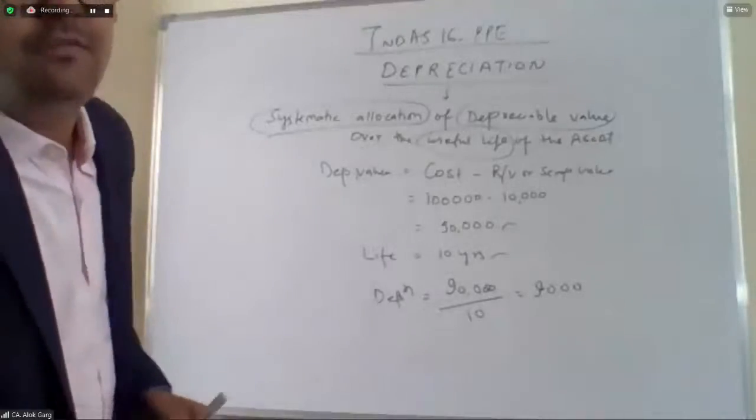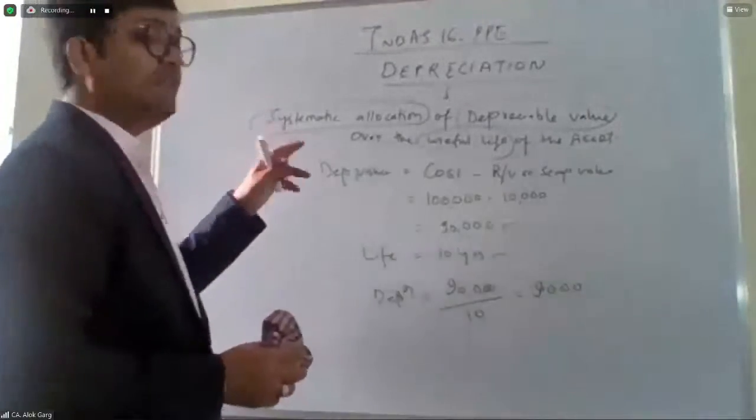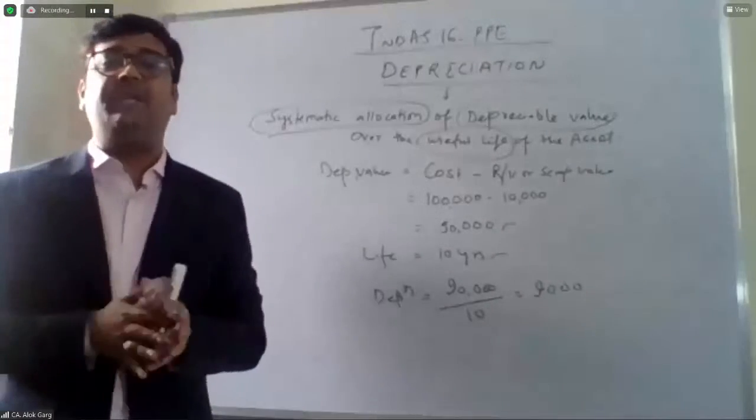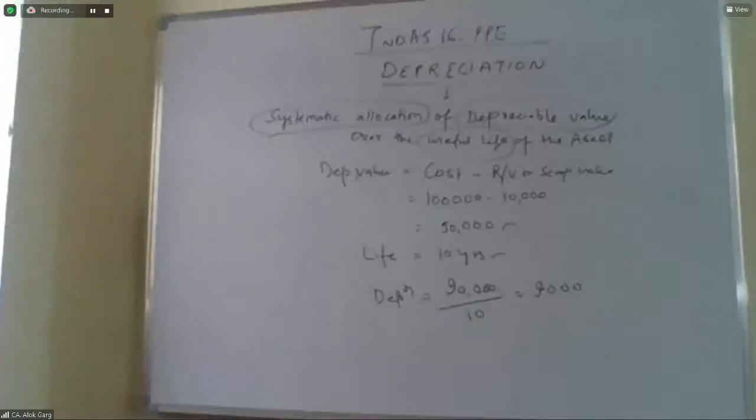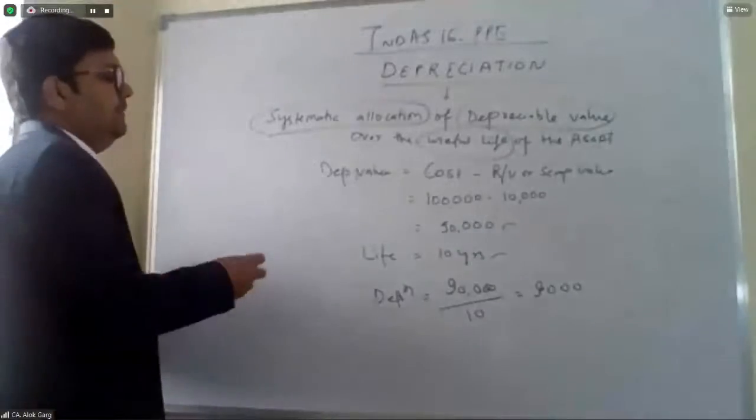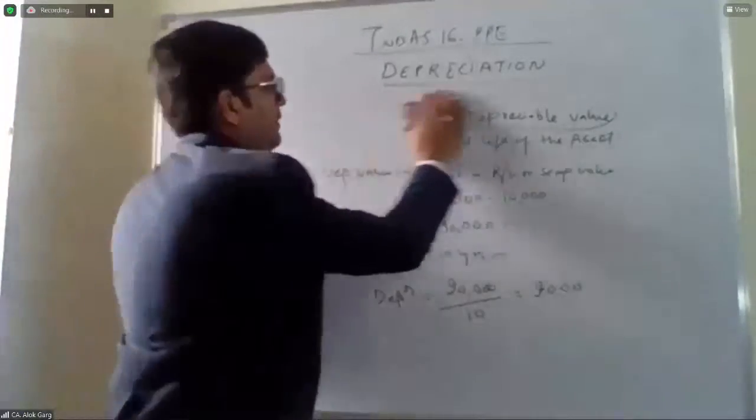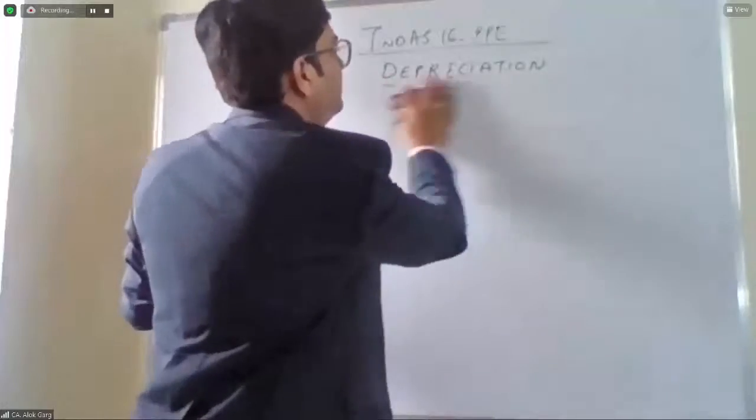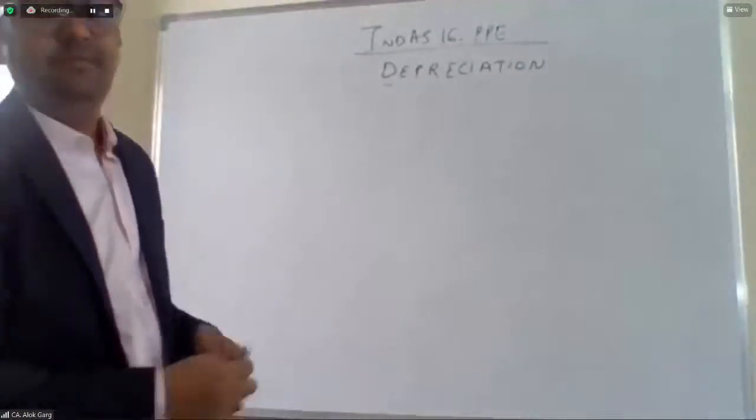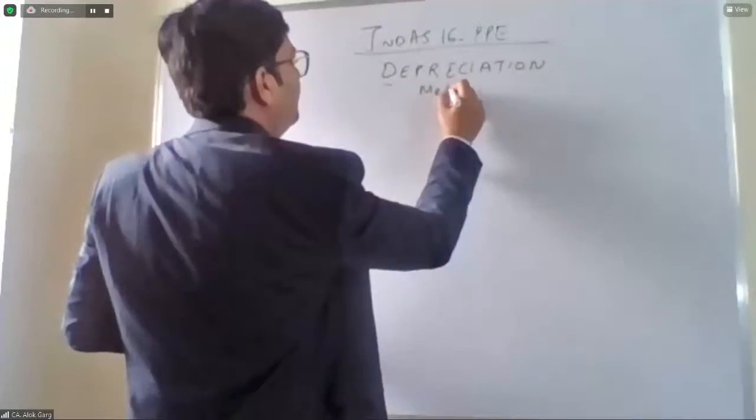Now, what are the different methods of depreciation? Systematic allocation means charging an equivalent depreciation every year. Friends, are you clear on the aspects which I have explained so far? Any doubt, any query so far? Okay. So now there are three methods of depreciation. Can you tell me the different methods of depreciation?